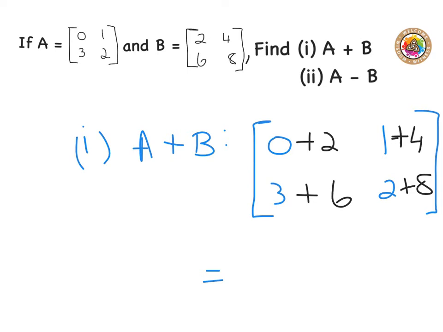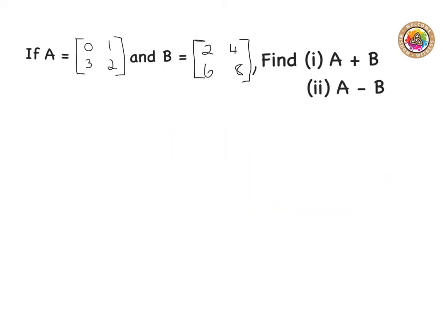I can keep them in square brackets or round brackets. Both are the same symbols for matrices, it doesn't matter. 0 plus 2 is 2, 1 plus 4 is 5, 3 plus 6 is 9, and 2 plus 8 is 10. So that's my answer to part 1. And similarly for part 2, A minus B is equal to, and it's very important here that I do my two-step, not so much in this one because I've all positive signs, but in the second one.